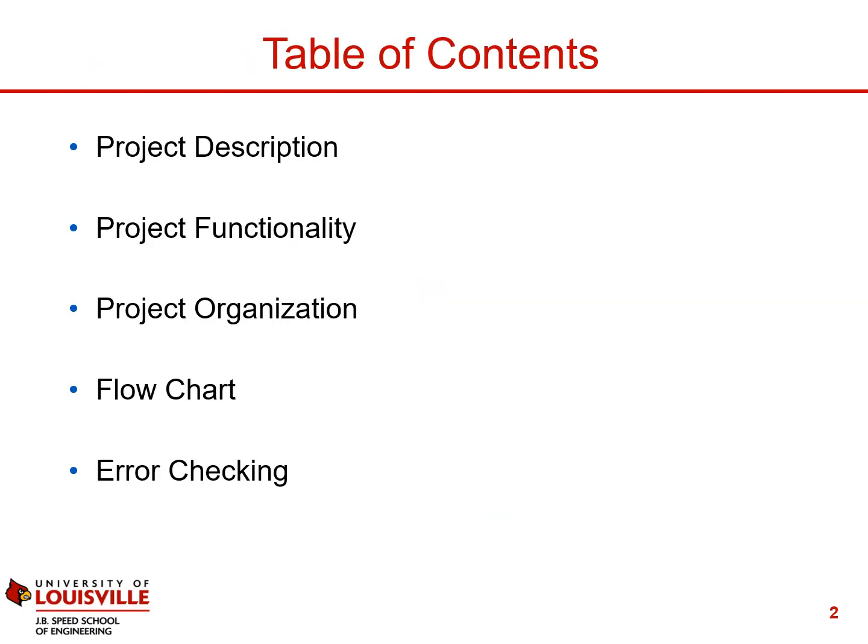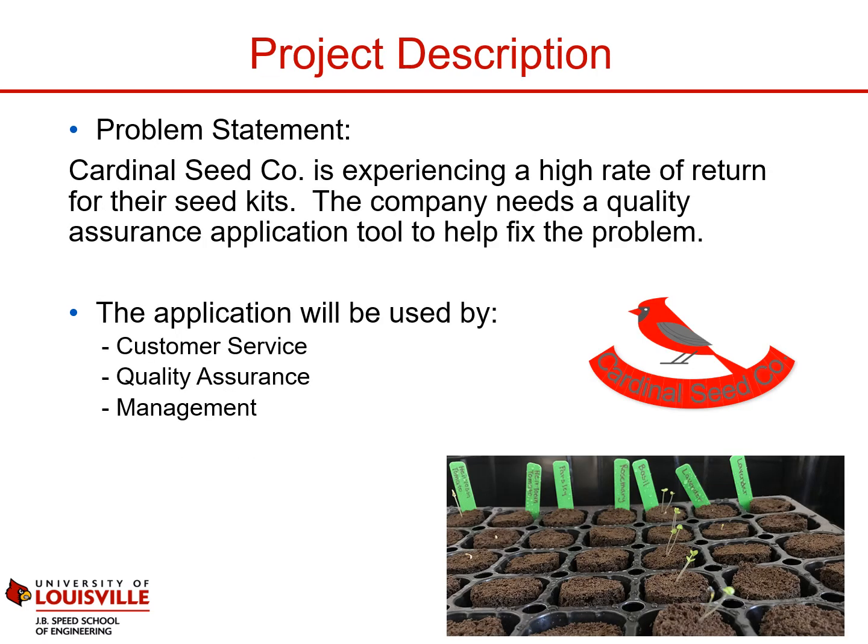So our PowerPoint overview, we're going to cover the project description, the project functionality, project organization, flowchart, error checking. To get into our project description, let's first understand what the problem statement is. And that is that a company, the Cardinal Seed Company, is experiencing a high rate of returns on their seed kits. So the company would like an application to help them fix their problem. The application needs to be used by various entities to include customer service representatives, quality assurance representatives, and the management.